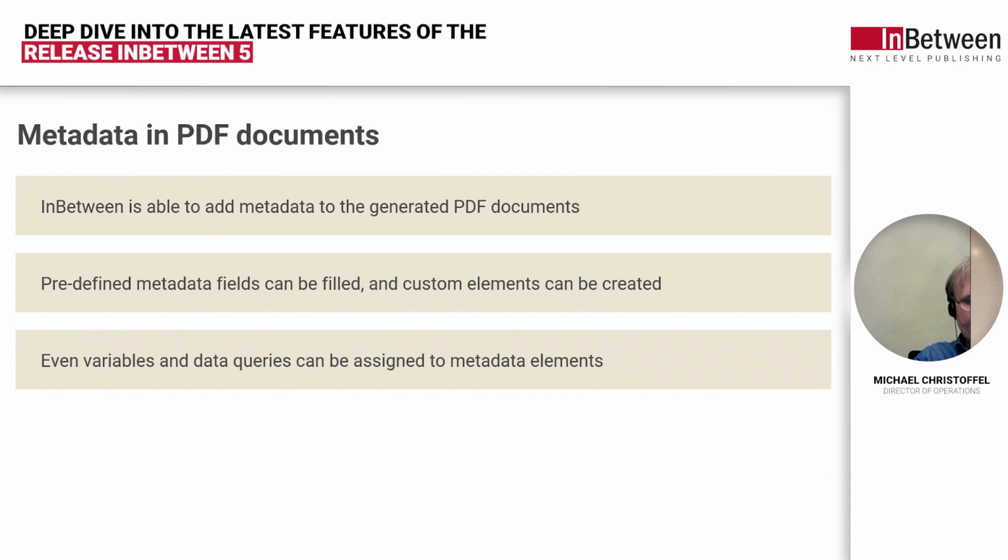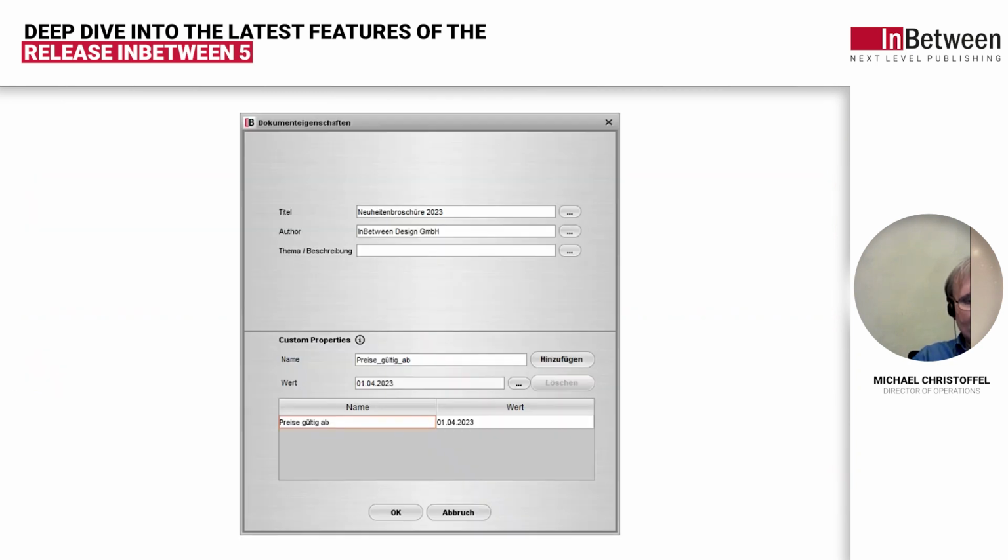Variables and data queries, of course, are also standard custom elements. For instance, here is the way how it looks when I bring in new custom properties. We have, let's say, a new field, price is valid from, and we say the prices are valid from 1st of April 2023. And this is written to the PDF document.